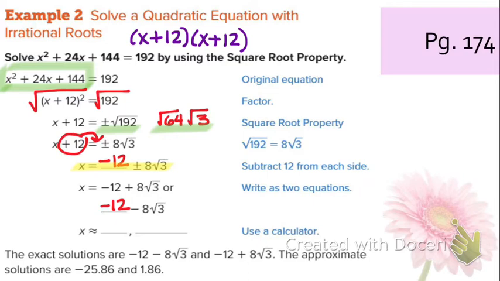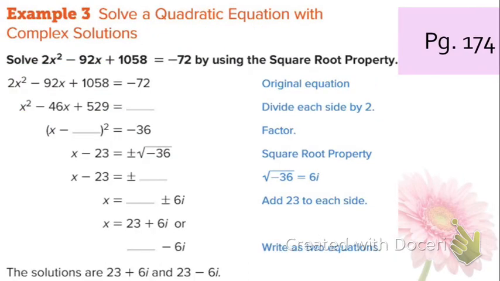All right, let's go ahead and look at example 3. So for example 3, the first step they did was divide the entire equation by 2, sorry. So every single term was divided by 2 to achieve that perfect square. So that was their first step.